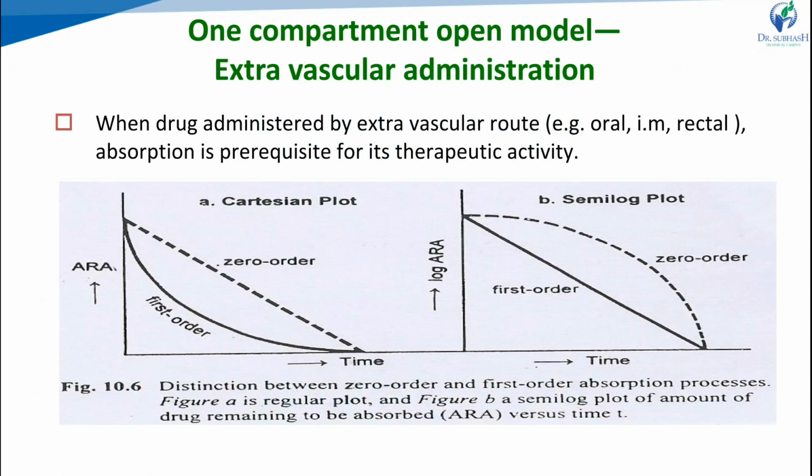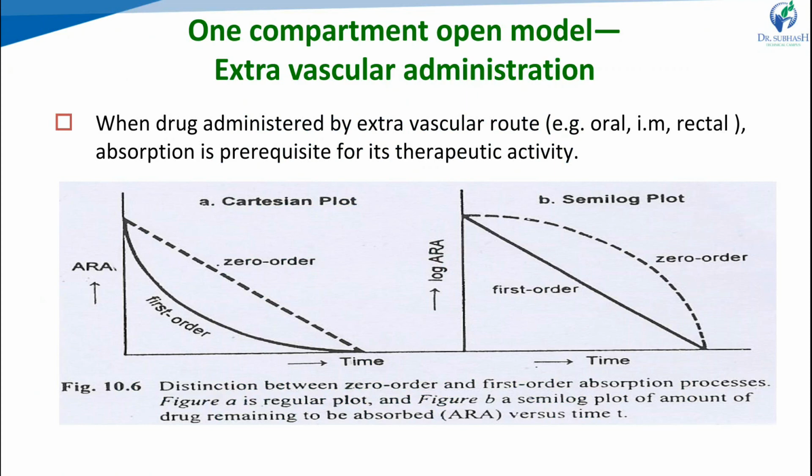Next, the one compartment open model with extravascular administration. Previously we saw the one compartment IV bolus, where rapid IV injection reaches the systemic circulation directly, the absorption phase is negligible, and we consider the elimination phase only. Second, the one compartment open model IV infusion, where we give the infusion at a constant rate, so absorption is zero order kinetics and the elimination phase follows first order kinetics.